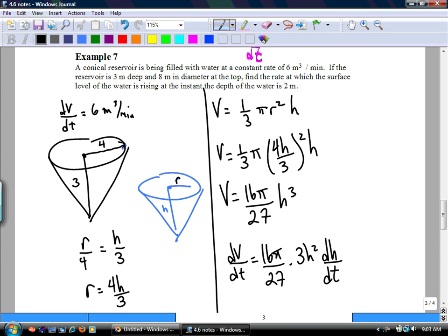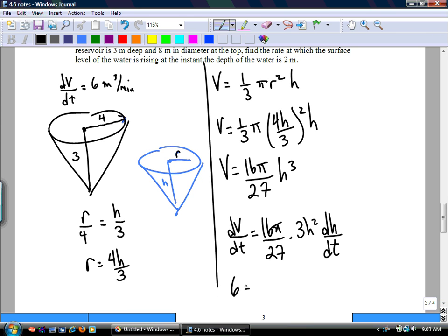So now you know everything. What goes in for dV dt? 6. What goes in for h? 2. So 6 equals 16 pi over 27 times 3 times 2 squared times dh dt.